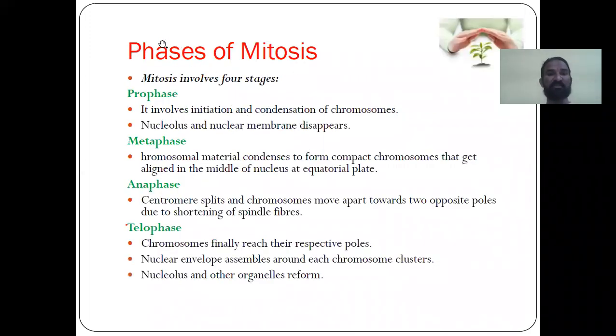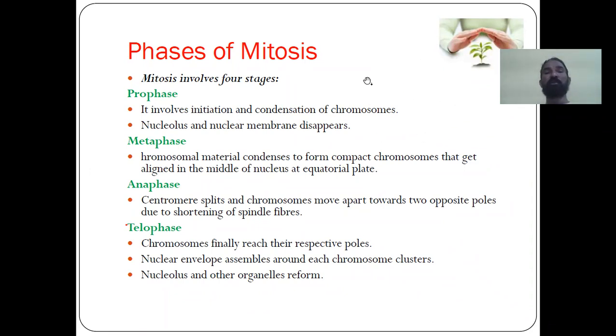Now coming to the phases of mitosis. Mitosis involves the four stages I already told you: prophase, metaphase, anaphase and telophase. First, after the G2 phase, the cell entering the mitotic division begins with prophase. Prophase involves the initiation and condensation of the chromosomes.